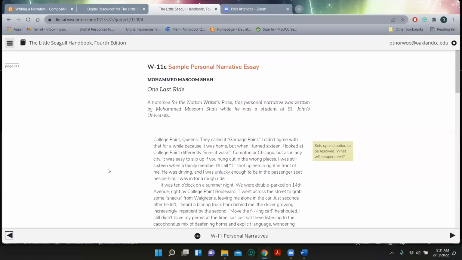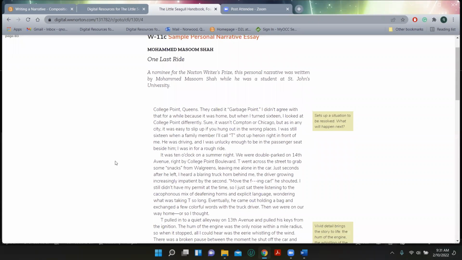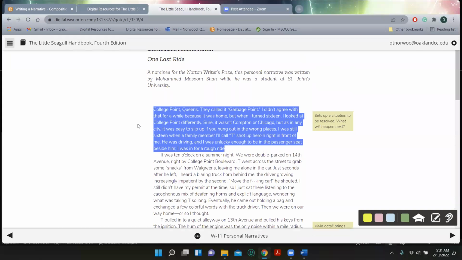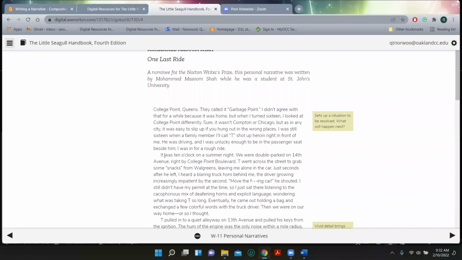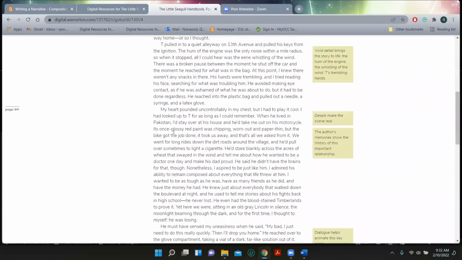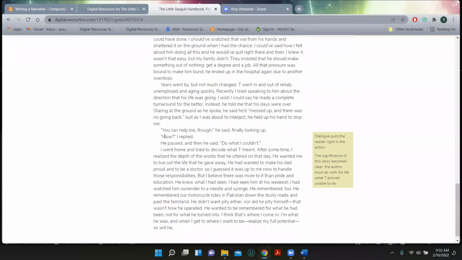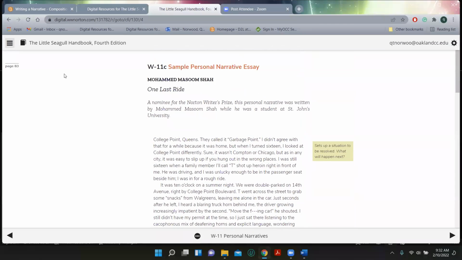Now if you want to look at your... I think this is a different class. Where we didn't talk about College Point, where this person's riding with somebody that's shooting up heroin in the passenger seat. No, that was another class, because you probably would have remembered that. If you want to read this example, it is in the book. Interesting stuff here.